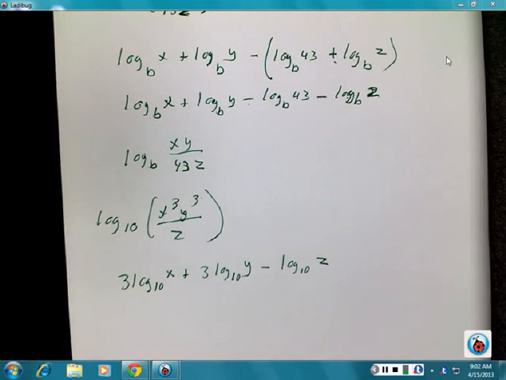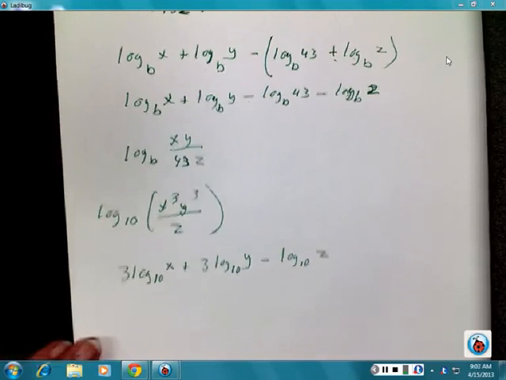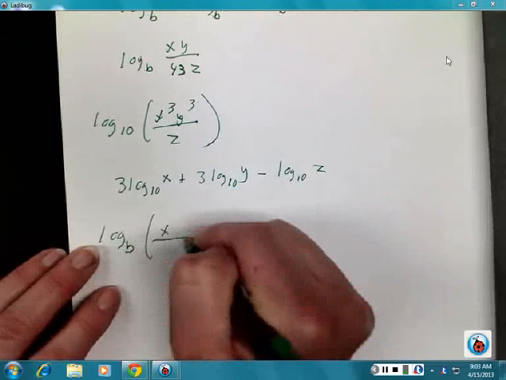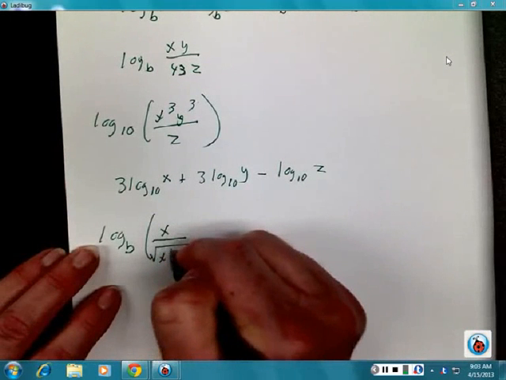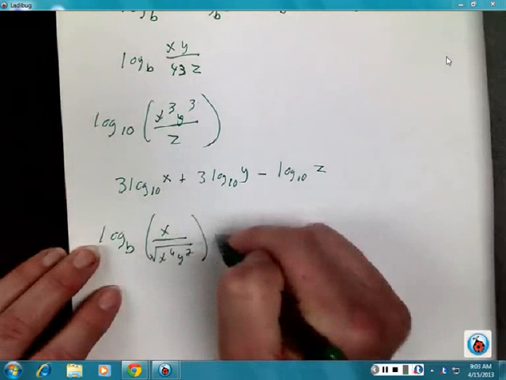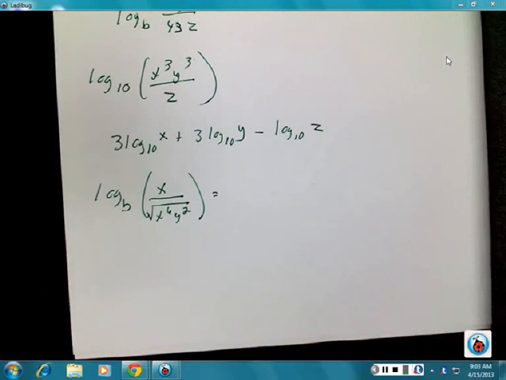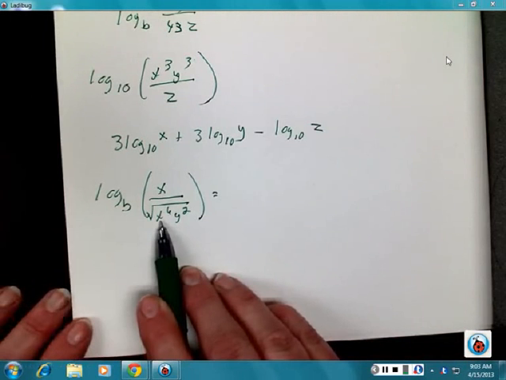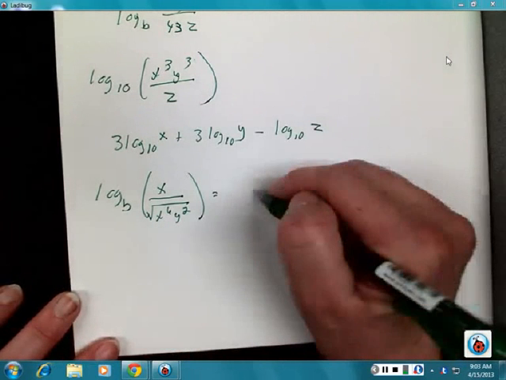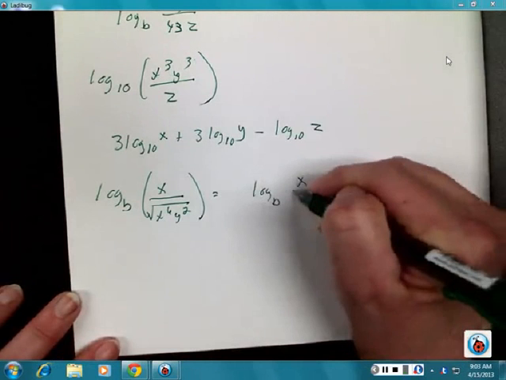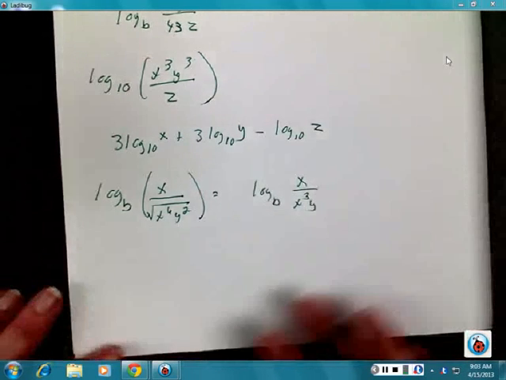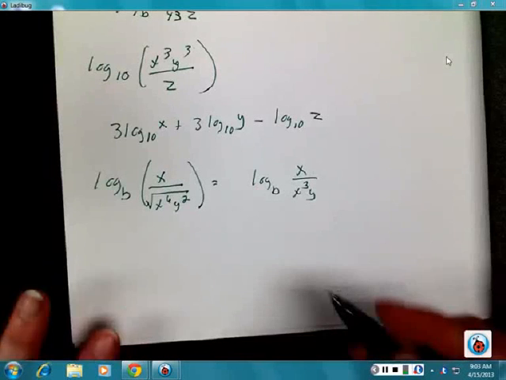So then let's go back to that one that I said I didn't want to do right off the bat. Log b x all over square root of x to the 6th y to the 2nd. Well, if you look at this one, there's some simplification I can do, because I can take the square root of x to the 6th, correct? What's the square root of x to the 6th? X to the 3rd. And the square root of y to the 2nd is y. And so that kind of breaks it down some for me.